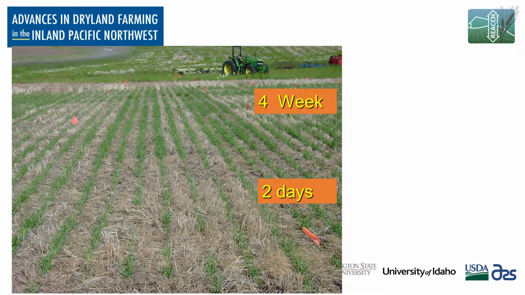Here's another shot of a lot of work we did about 10 years ago with different timings of herbicide spray. In the background there, the one labeled 4 weeks was planted 4 weeks after spraying. The one in the foreground was planted 2 weeks after spraying, and you can really see how much stunted that looks where we planted 2 days after spraying.